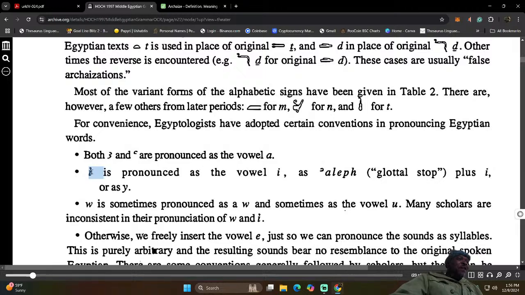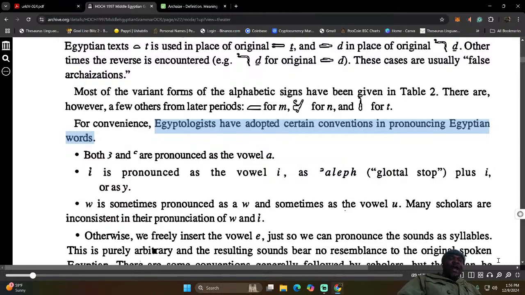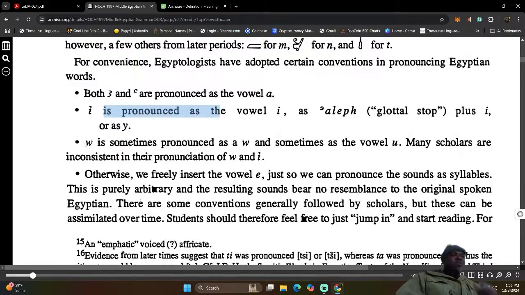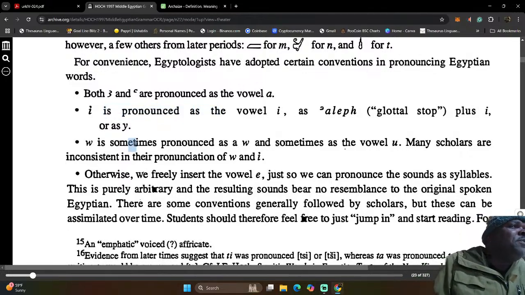So now this I right here that we see in transliteration as an I, it is pronounced as the vowel I, or the Aleph with the glottal stop plus the I, or as a Y. But this is simply Egyptology speak. It's not how the ancient Africans pronounced it. We got right here, I read that. Now this is the ones I want us to see. W is sometimes pronounced as a W and sometimes as the vowel U.